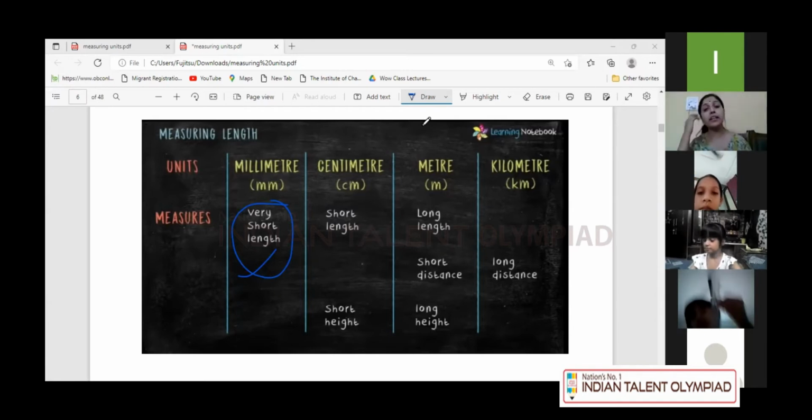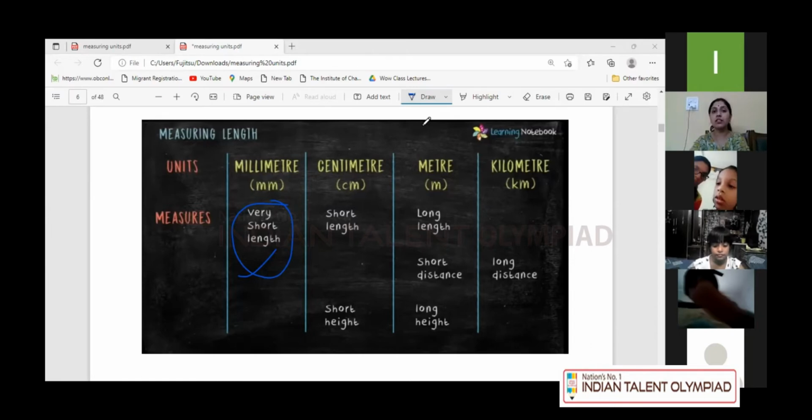Just look at the numbers. On a scale, there are two sides. Different numbers are written on a scale.